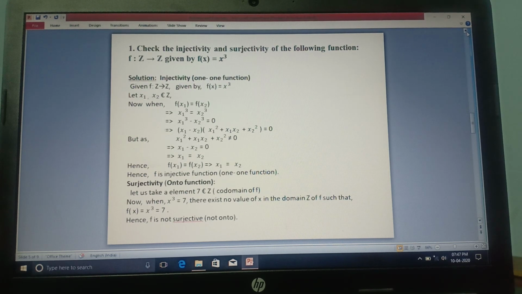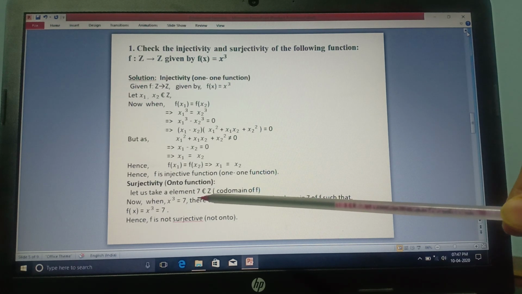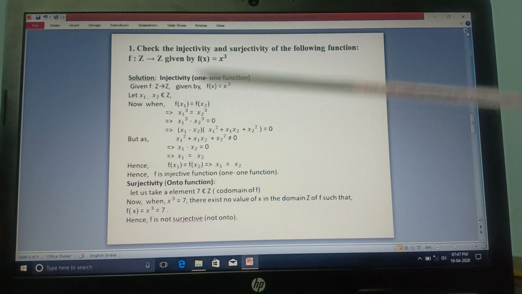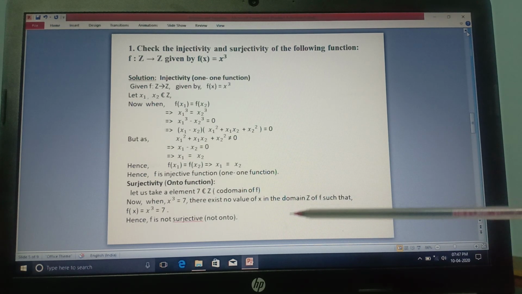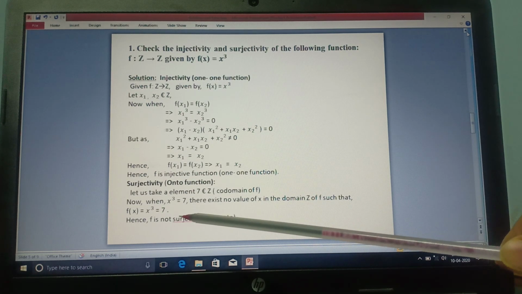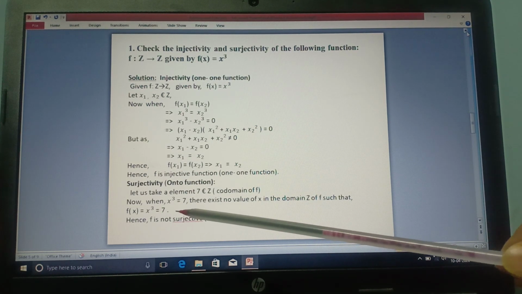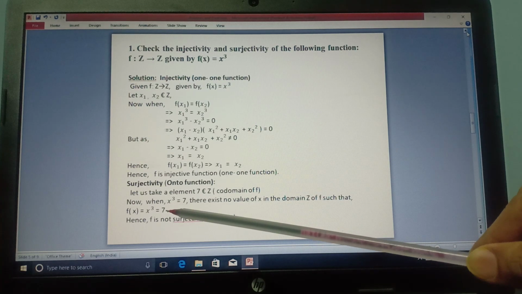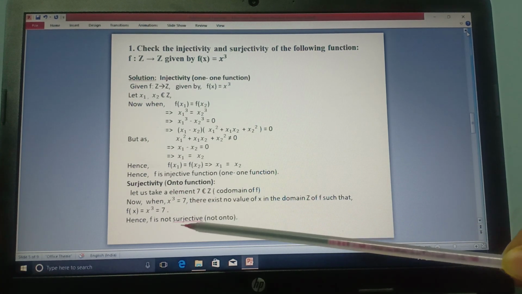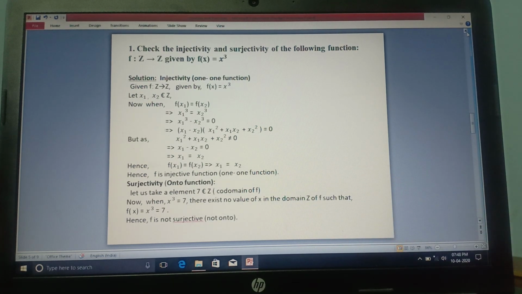Next we are going to show whether it is onto or not. Let us take one element in the codomain. 7 is an element in the codomain, and we are going to check whether this 7 is an image of any element in the domain or not. Now when x cube = 7, there exists no element x for which x cube = 7, because 7 is not a perfect cube number. Since the domain is integers, there will be no number in the domain for which x cube = 7. So it will not follow the rule of an onto function. Hence it is not an onto function, it is not a surjective function.